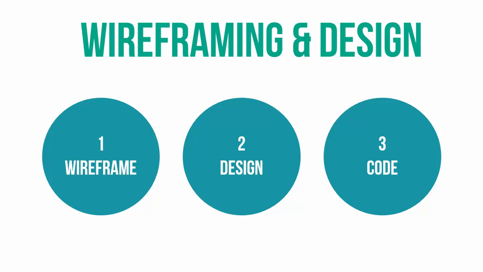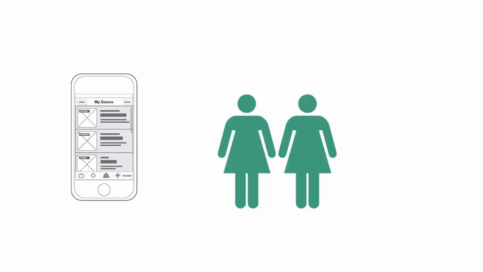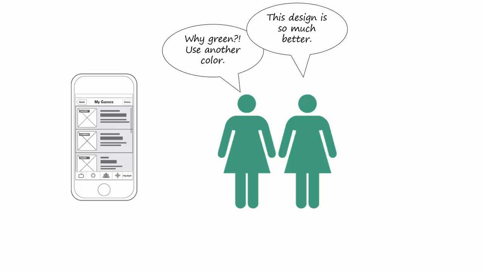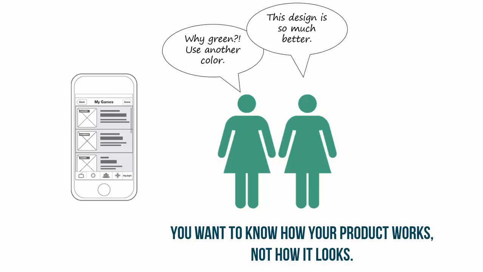So why is a wireframe done before a design? It's for these reasons. When you go and present a design to people, how people generally respond is to the visual cues that they see. They respond to the color. They'll be like, why green? Use another color. Your designer may want to try out something new. He'll say, this is so much better and this is the new design that we need to execute. But the question that you need to ask is, is this what you really want to know?